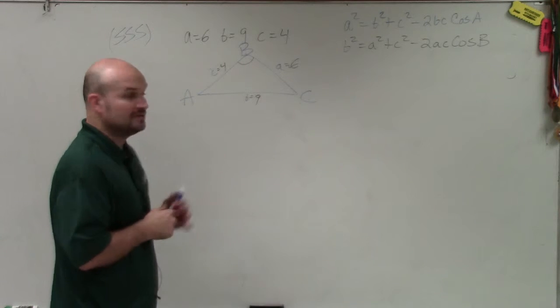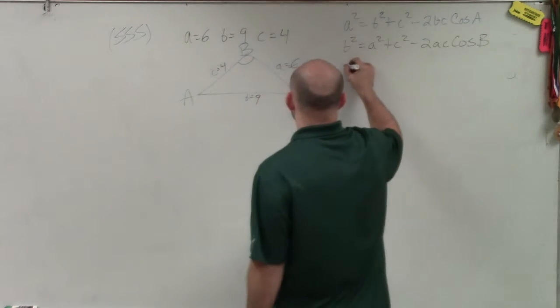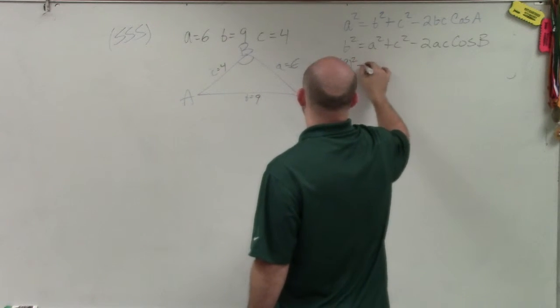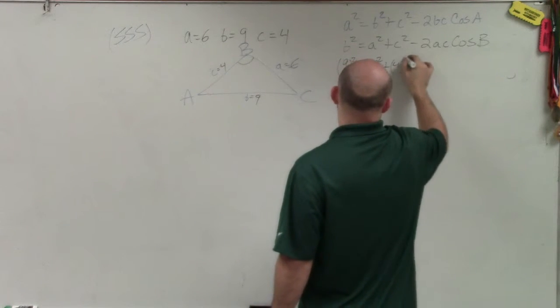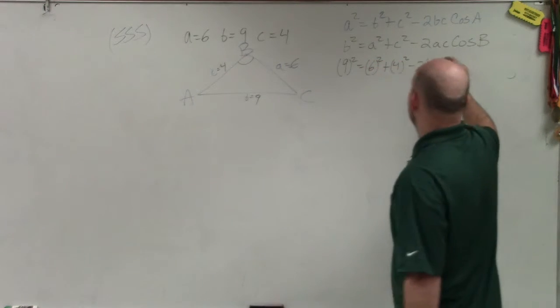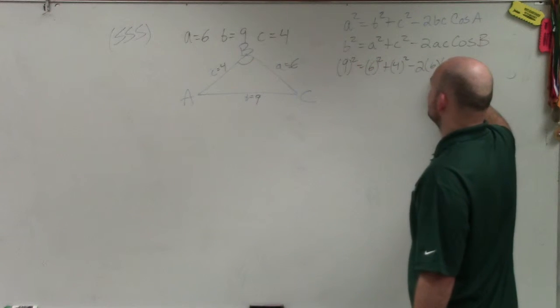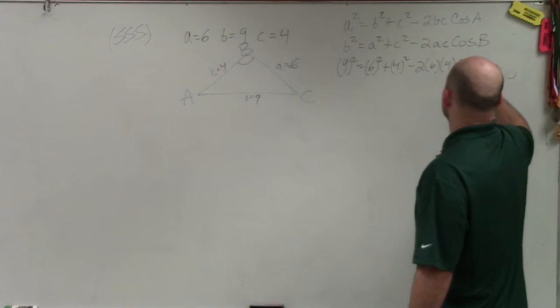Okay, now we have all our information. Let's just plug it in. So I have B is 9. So I'm going to do 9 squared equals A squared plus C squared minus 2 times A, which is 6, times C, which is 4, times the cosine of B.